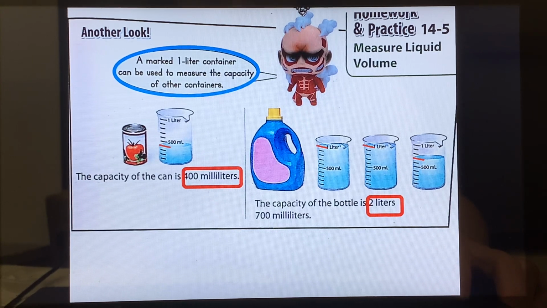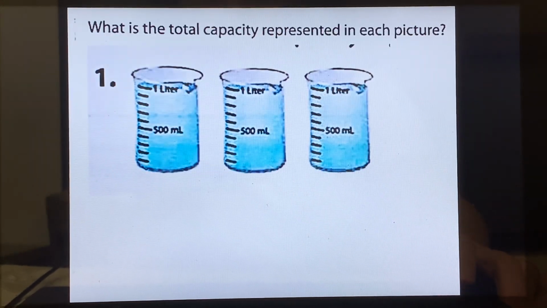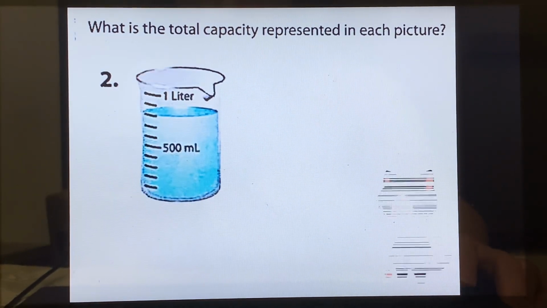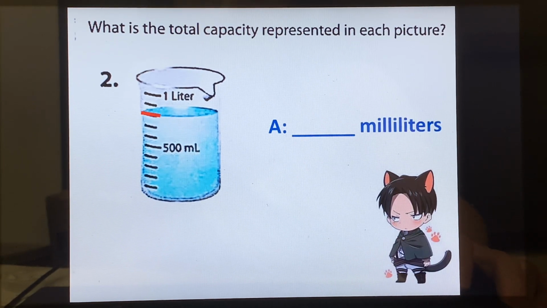The capacity of the bottle is 2 liters, 700 milliliters. What is the total capacity represented in each picture? Picture 1. Write the correct capacity. Number 2. What's the capacity? Write down the answer.